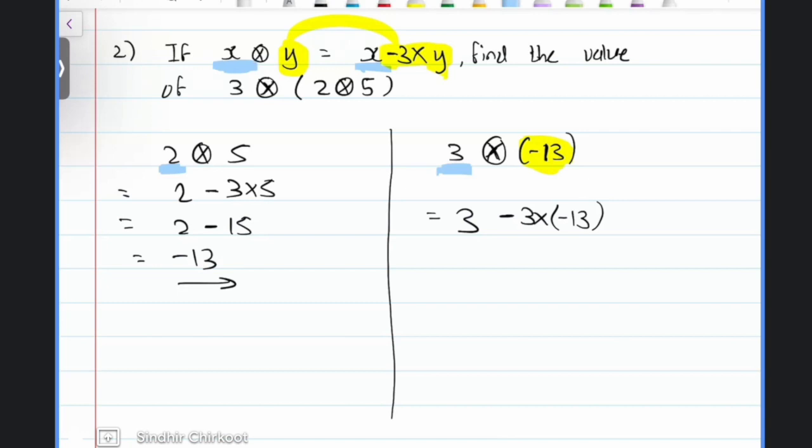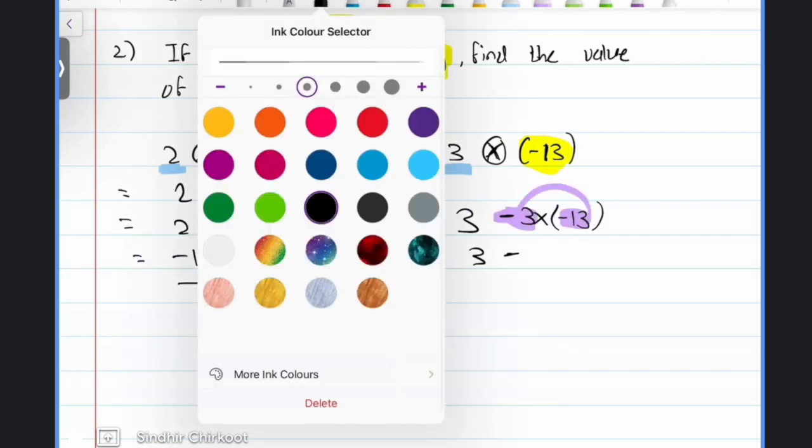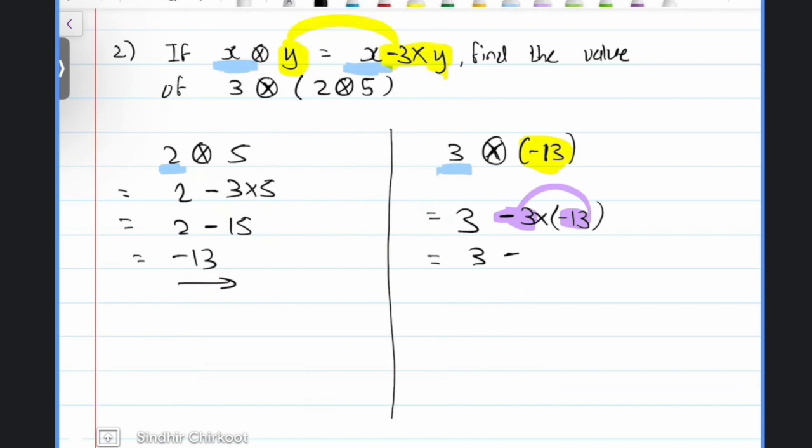So the x value stays as the x value. So this is our x value. So it stays as its value there, which is just 3. And then we just go and simplify. So it's going to be 3 minus 3 times minus 13. You need to know your times tables, right? So obviously here, if you, let's say you don't know that it's going to be 39, positive 39. So that's going to end up giving us 42.